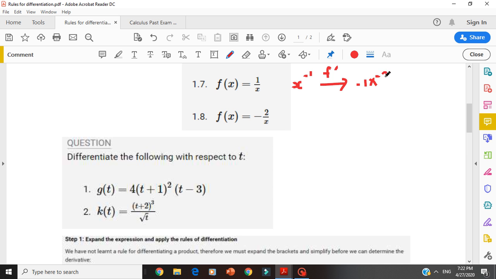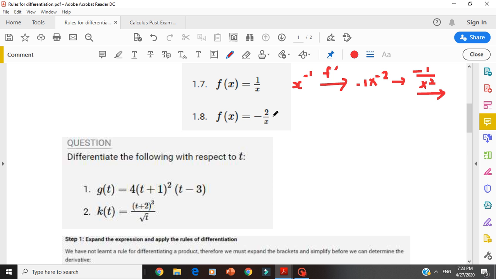Now say in your test or exam they ask you for a positive exponent. Then this would be rewritten as minus 2, the coefficient at the top as your numerator, divided by x to the positive exponent being 3. And so that's how you'll get this solution here.